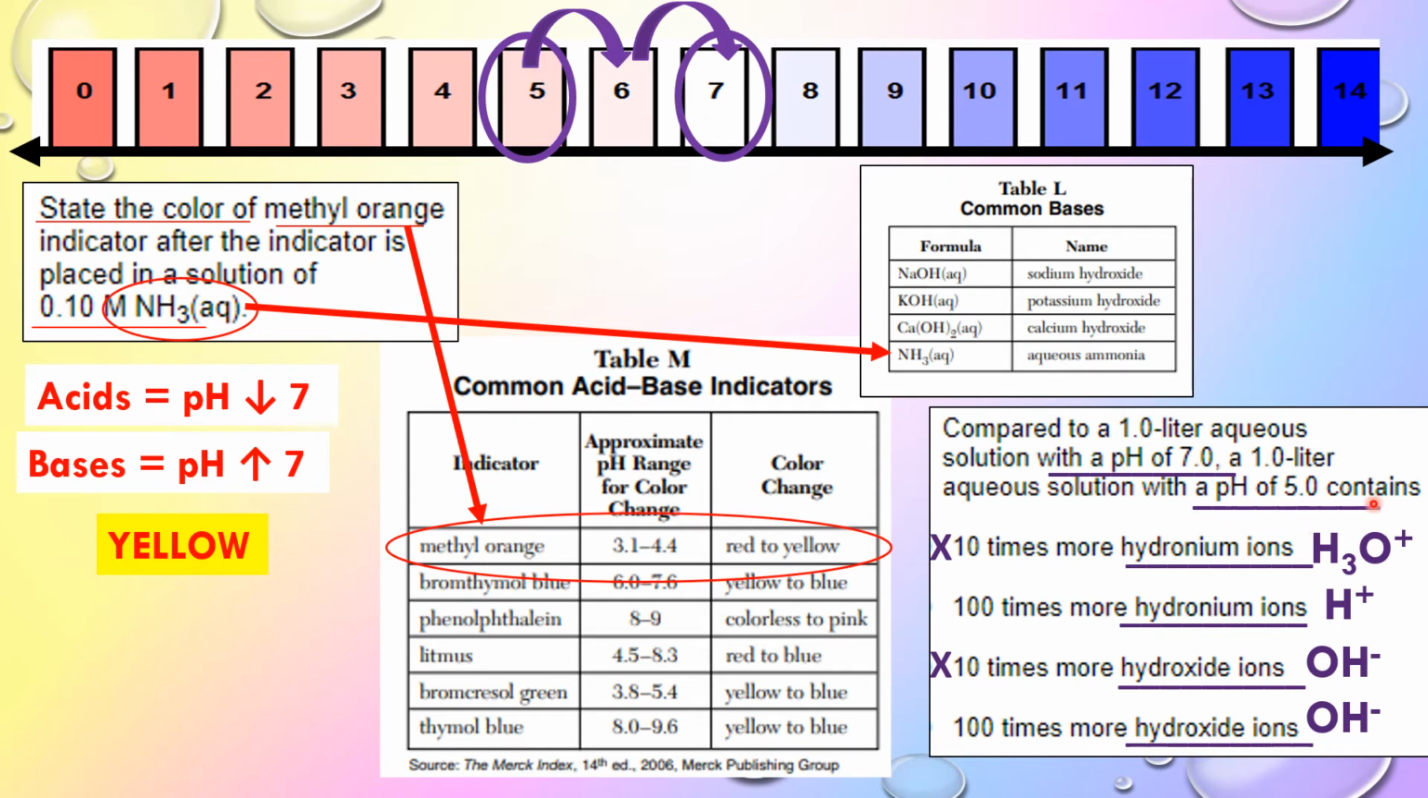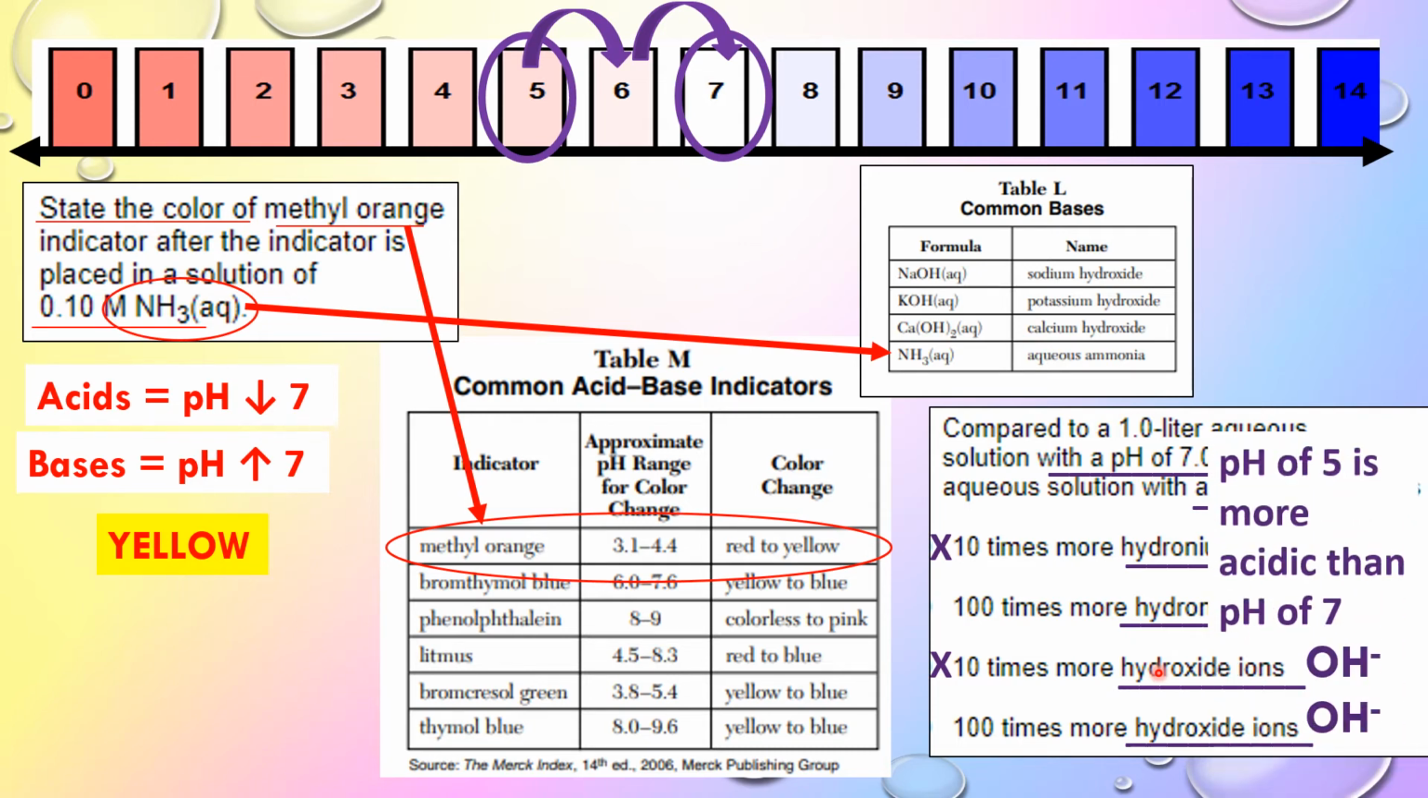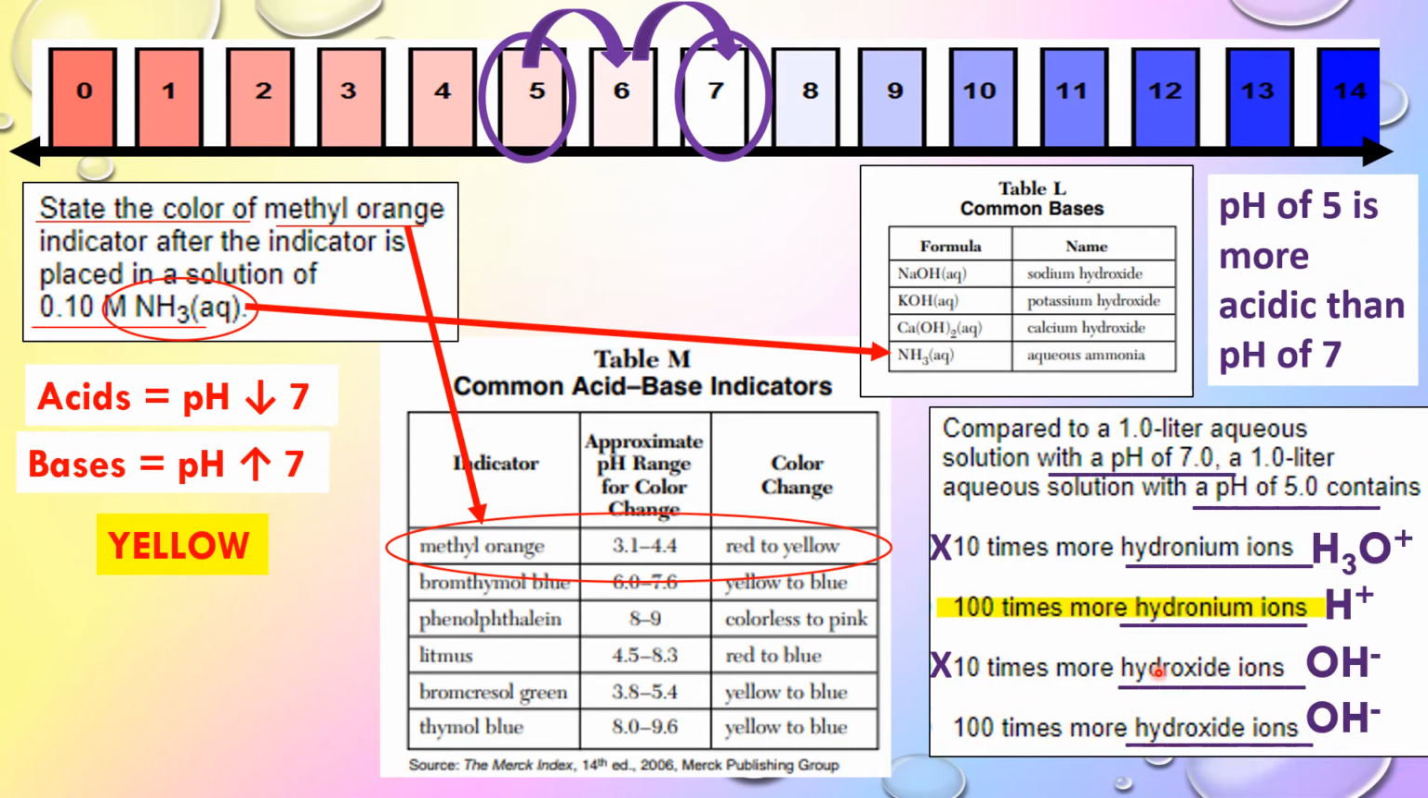The pH of 5 contains what? Does it contain more hydroxide? Does it contain more hydronium? So compared to a 1 liter solution with a pH of 7, a 1 liter solution with a pH of 5 is going to contain 100 times more of the hydronium ions. The pH of 5 is more acidic, so it's going to have 100 times more of that hydrogen ion comparing it, okay? If it was more basic, it would have more hydroxide, right? Because bases have OH, acids have the H+.